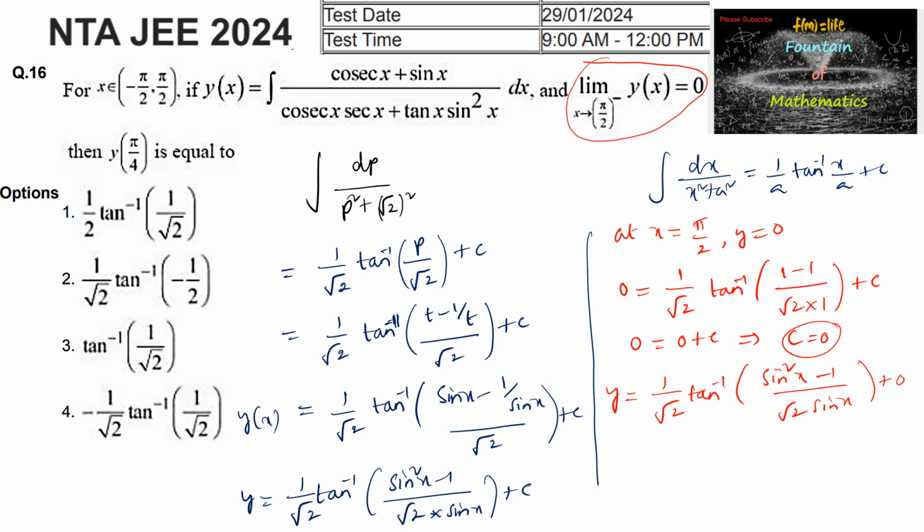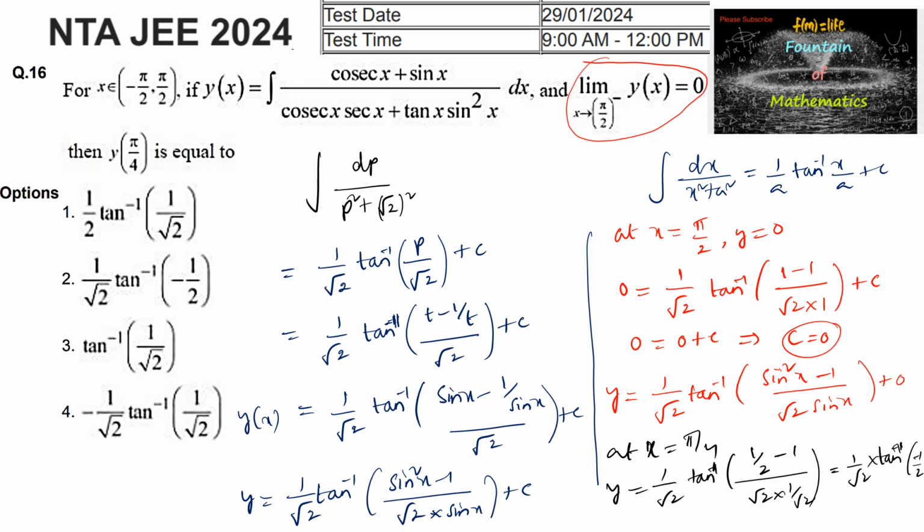Now we need to find y at x is equal to pi by 4. At x is equal to pi by 4, y is equal to 1 by root 2 tan inverse of (sin square pi by 4, which is 1 by 2, minus 1) divided by (root 2 into 1 by root 2), which is 1 by root 2 into tan inverse of (1 by 2 minus 1, which is minus half) divided by 1. So here we can say 1 by root 2 tan inverse of minus half, which is our option B, option 2.